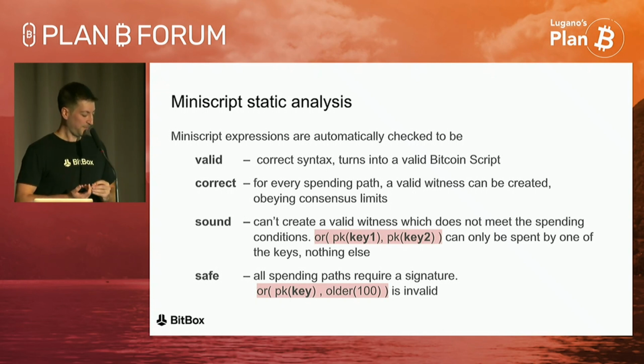And it's safe in the sense that every spending path requires a signature. Maybe you make a policy and you accidentally forget, for example, to add a key somewhere. In this case, if you have the condition either key signs or the coin is older than 100 blocks, then it actually means that in 100 blocks, anyone could spend the coin, not just you, or there's just no signature on it. So this will also just be rejected if you try to make this. The compiler and the Miniscript analyzer will just say, sorry guy, this makes no sense.